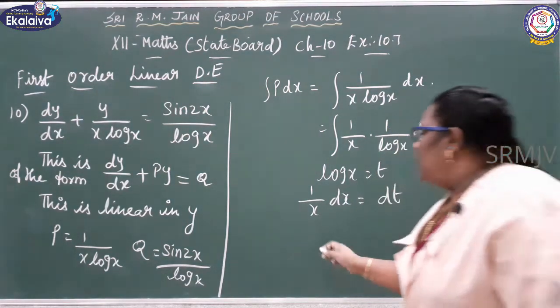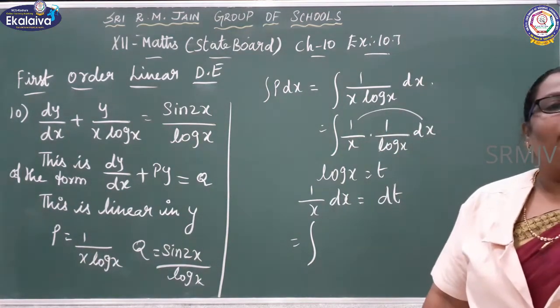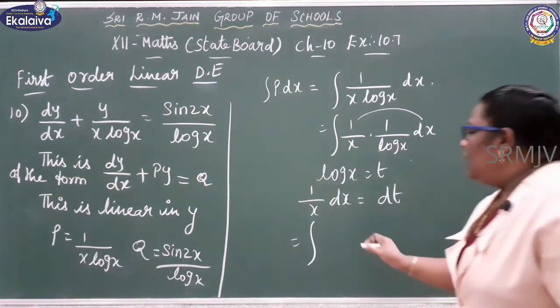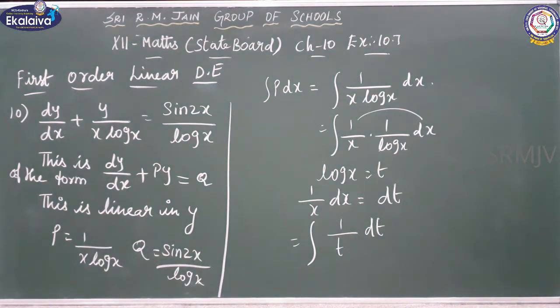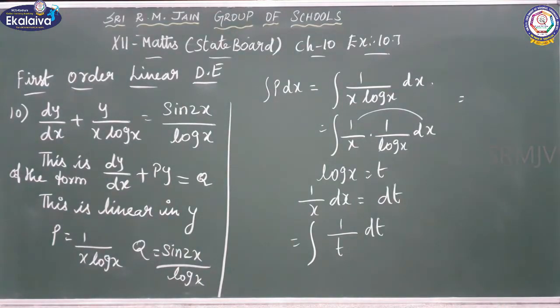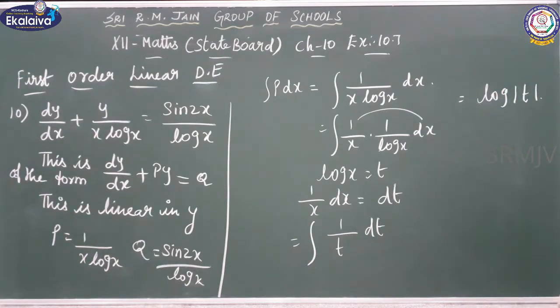You can substitute here. Integral 1 by x dx is nothing but dt, and log x is t. So, integral 1 by t into dt. What is the value of integral 1 by t dt? It is log of mod t. Replace t by log x, so it gives log of modulus of log x.